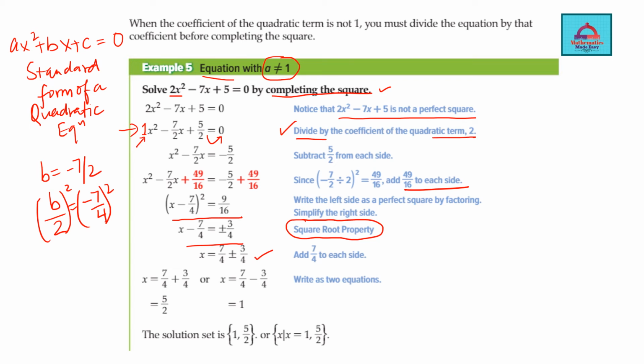One is 7 by 4 plus 3 by 4. One is 7 by 4 minus 3 by 4. So one root in the solution set is fraction 5 divided by 2, another is 1. So as you see, the method of completing the square did not change, but just one step got added where you divided to make the coefficient 1.